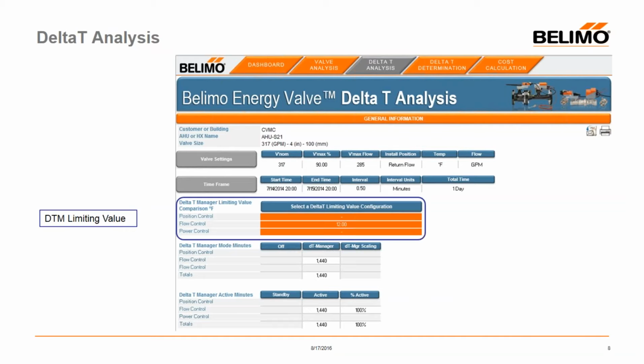This will allow you to see what's going on in the valve for the entire period of time, or you can actually see what's going on in the valve by the different delta T limiting values. For instance, if I clicked on 10, it would give me all the information below what happened in the system at 10 degrees. And if I did 12 or 14, same thing.